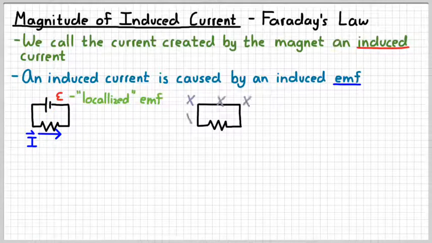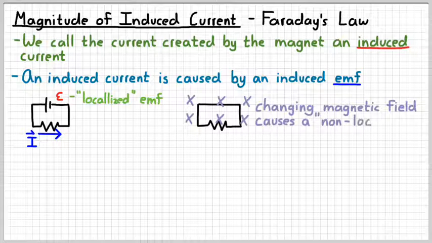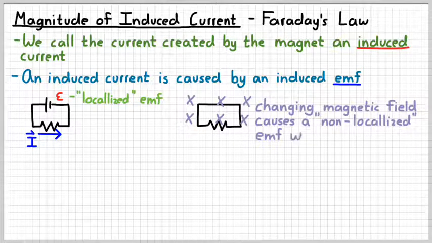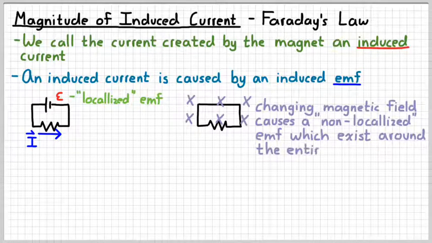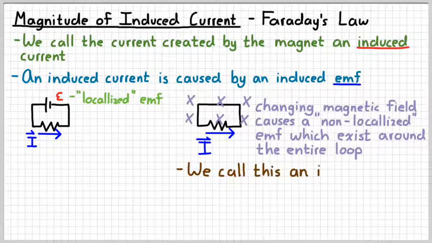In the situation where we induce a current with a magnetic field, so it's a changing magnetic field, we might refer to that as a non-localized EMF, meaning that it exists all around the entire loop. And so again, it creates a current, and we call this an induced EMF.